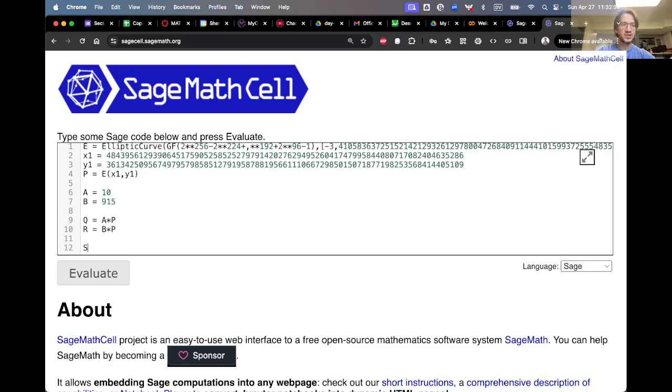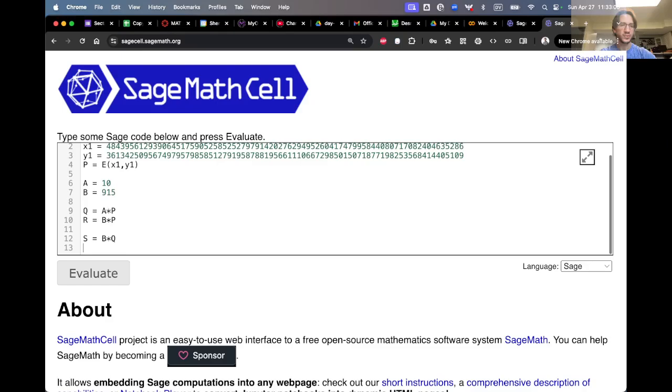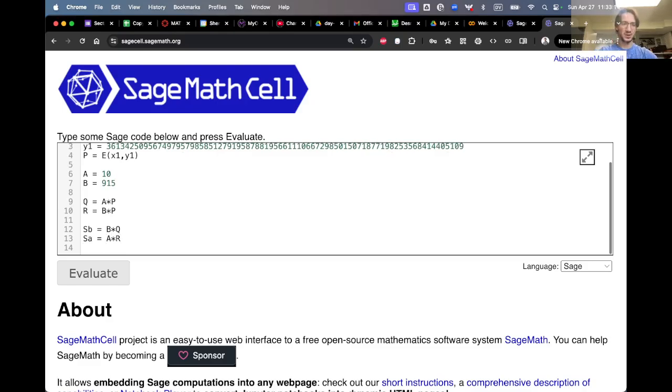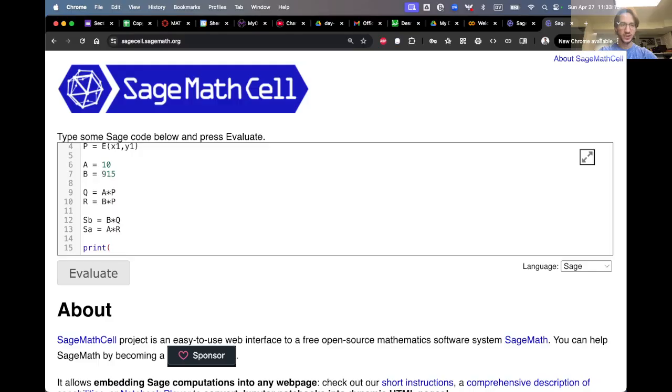And then the shared secret key, which I'll call S, should be, from Bob's perspective, B times Q. And then I'll call this SB for shared secret key from Bob's perspective. SA for shared secret key from Alice's perspective should be A times R. Okay, so let's print SB.